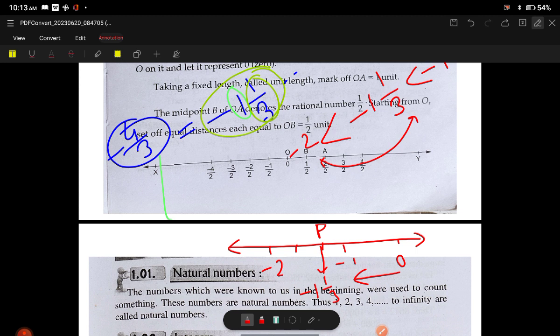I repeat: the first step is to convert into a mixed fraction, then you see between which two numbers it lies, then accordingly you draw the number line and the integers, and after the whole part, the fractional part will be between minus 1 and minus 2. So you have to cross minus 1, and between minus 1 and minus 2 you have to divide into 3 parts and take 1 part out of them. So this point represents minus 1 whole 1 upon 3.